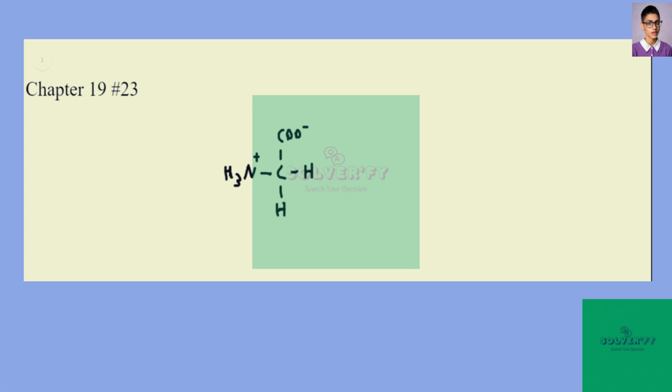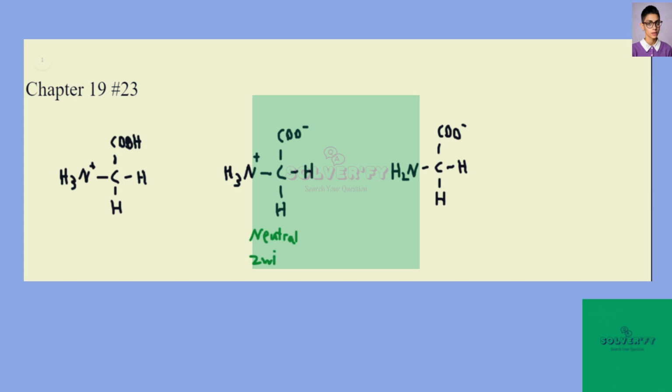And so the positively charged form of glycine is going to be where we have, instead of the carboxylate ion, we have the carboxylic acid. And we will have our charged amine, so the H3N plus. And then obviously the two hydrogens are still there. And the negatively charged form of glycine is going to be where we do not have a charge on the amine, and the carboxylic acid has been deprotonated. So here are our three forms of glycine. And so this is going to be the neutral Zwitter ion.